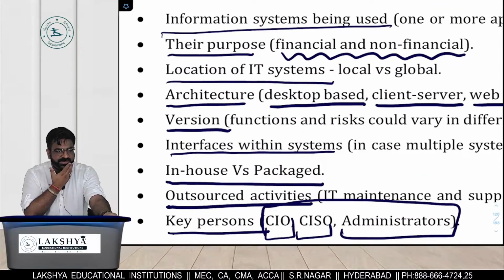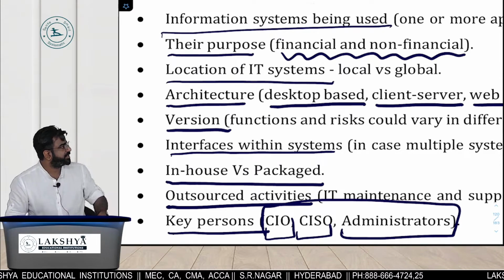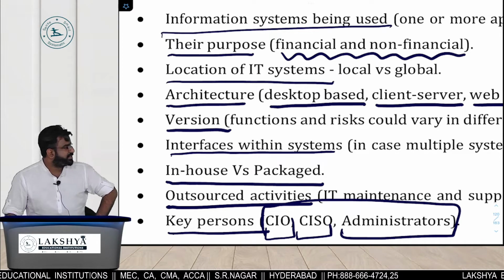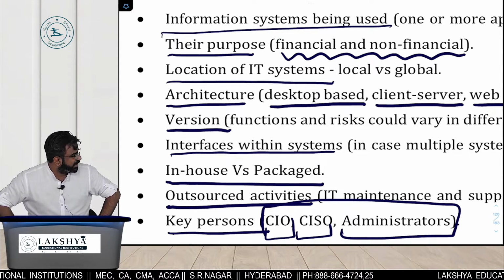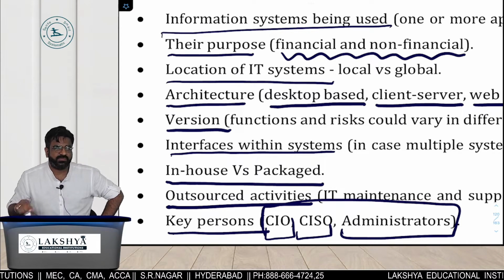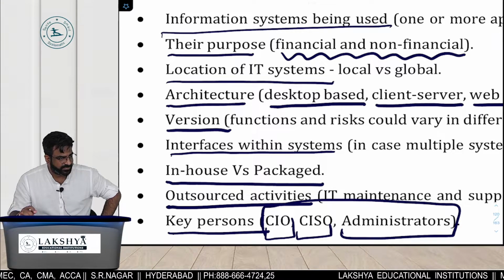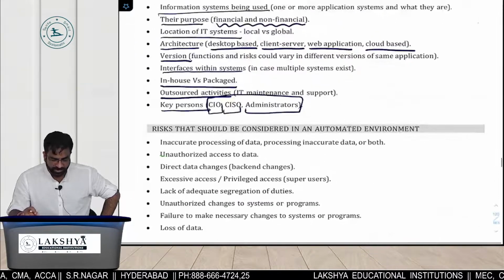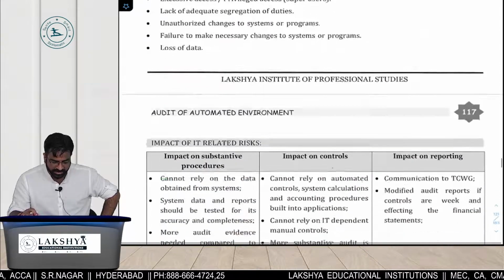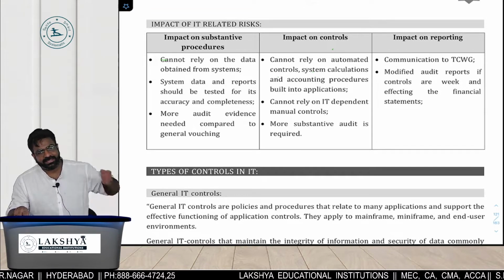Information system means which application software you are using. Second one, purpose, location, architecture, version, interfaces, in-house versus packaged, outsourced, key person, who are the one who are having the authority to access those softwares, right? Now the risk to be considered ये हमने कर लिया था, and the next point which you have to understand is impact of what? IT related risk, right?